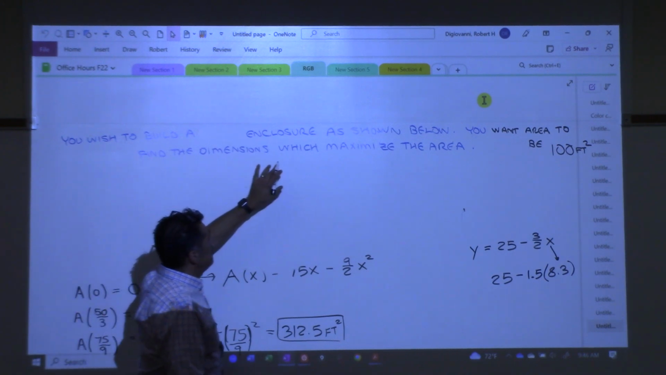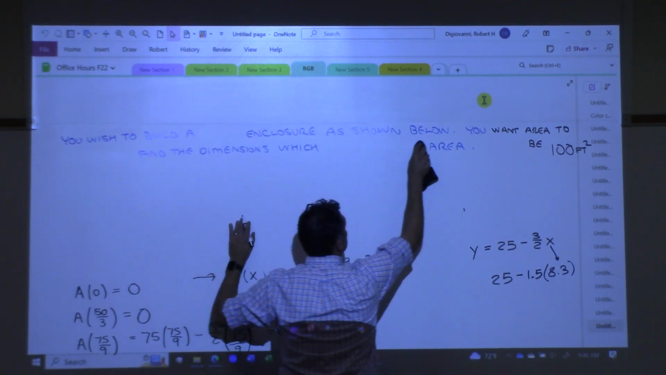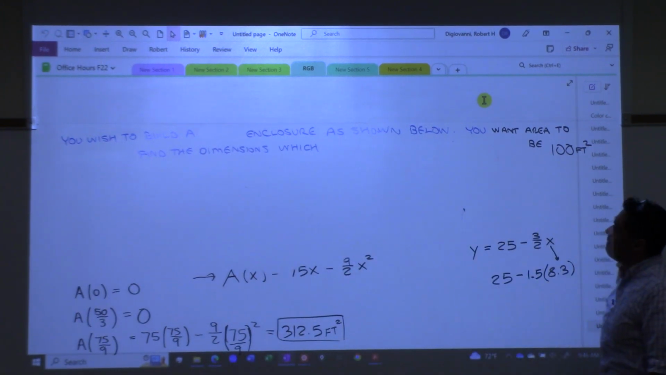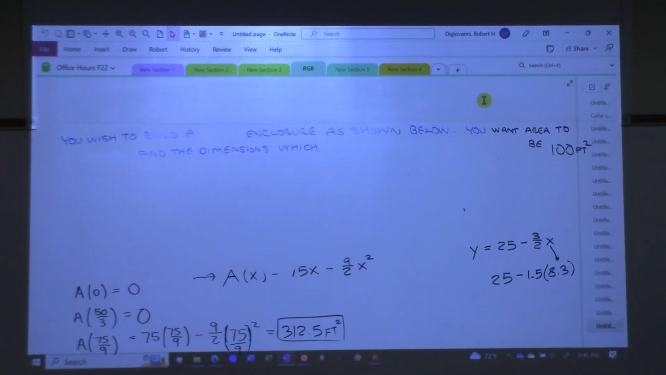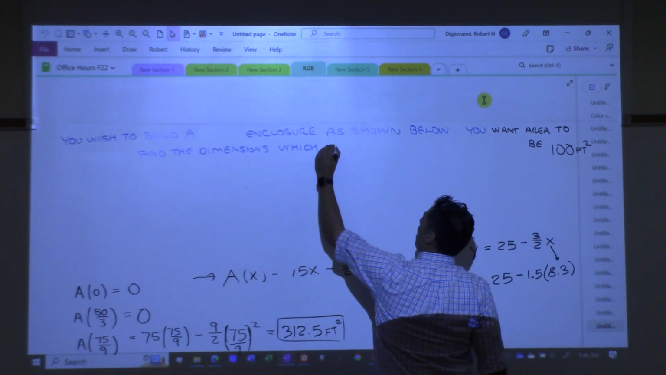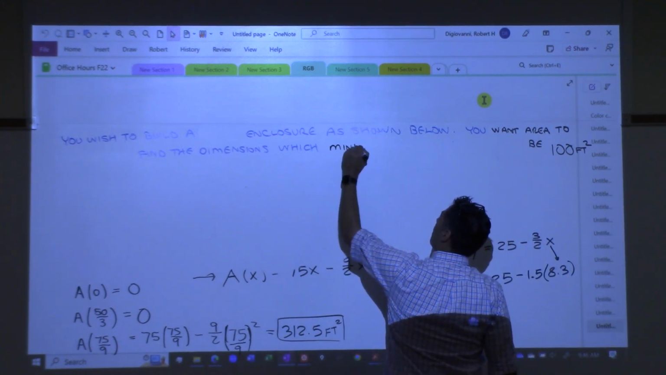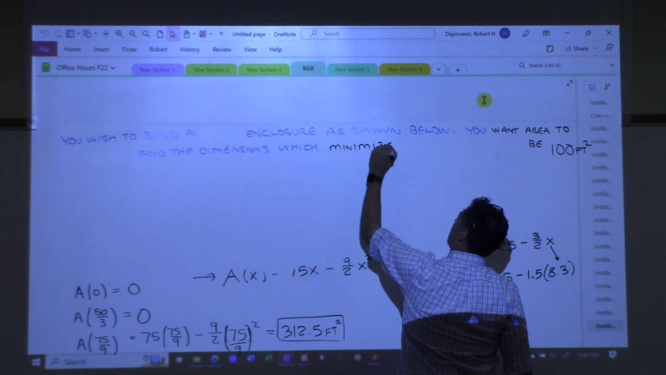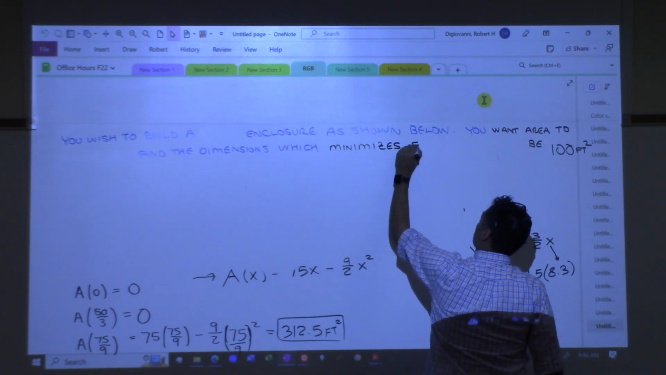Find the dimensions which, what do you think I'm going to say? What do you think I'm going to ask you for? That was minimizes the amount of fence. I want you to build me an enclosure that gives you the area of 100, but will minimize the amount of fence required to do it. Which minimizes the fence needed.